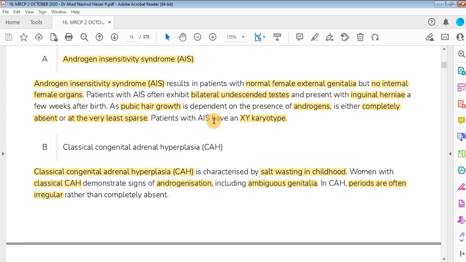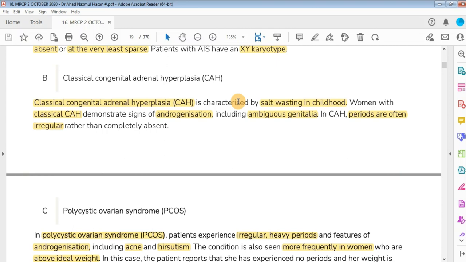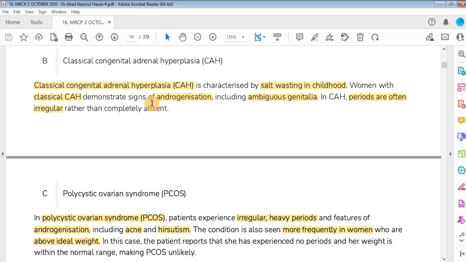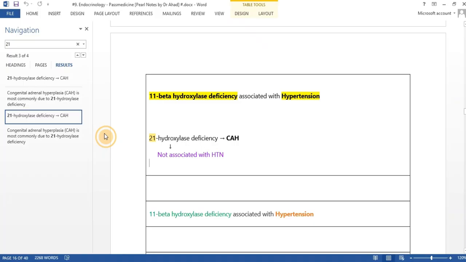Classical congenital adrenal hyperplasia is characterized by salt wasting in childhood. Women with congenital classical CAH demonstrate signs of androgenization, including the ambiguous genitalia. In congenital adrenal hyperplasia, periods are often irregular rather than completely absent. So let me show you other features of the congenital adrenal hyperplasia.